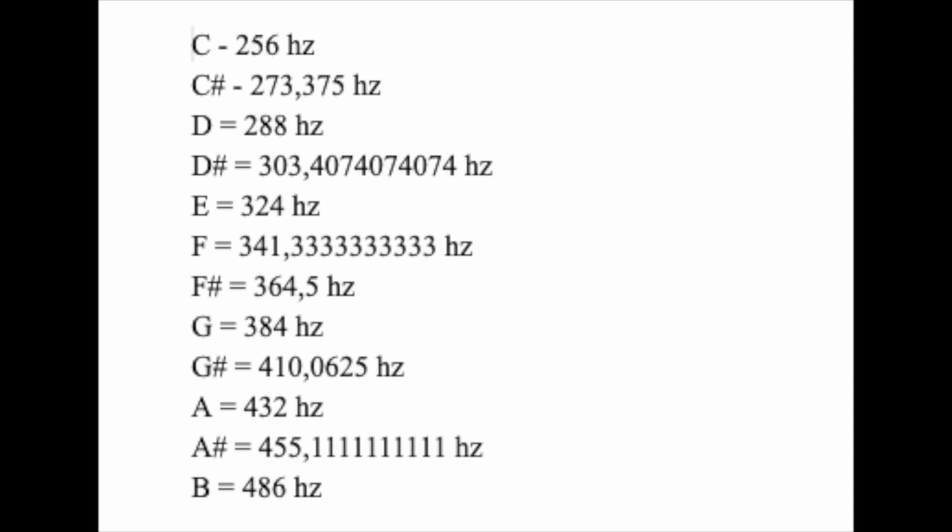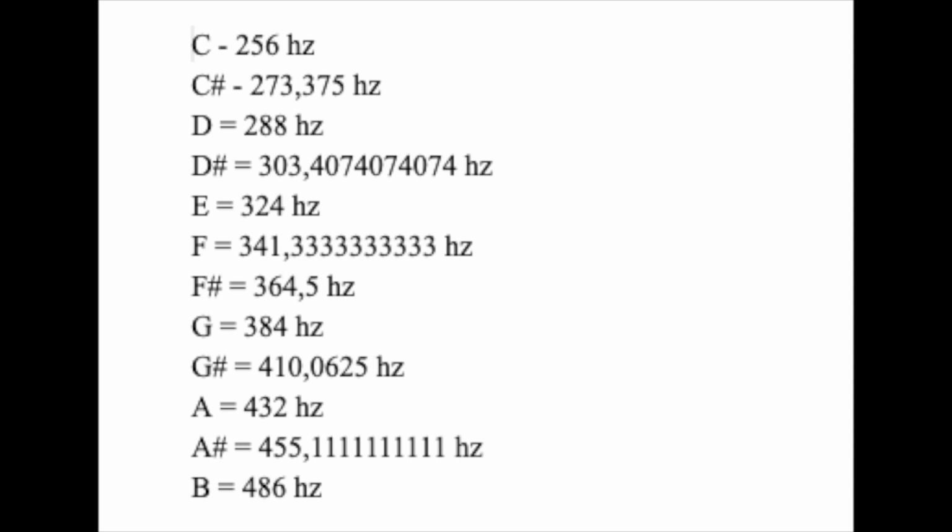Let's look at some more examples. Say we start with a different frequency. Let's say we start with a C. And we say that C should be 256 Hertz. I'll explain in a later video exactly why. A C sharp would be 273.375 Hertz. A D would be 288 Hertz. So once again, it's an octave of 144. D sharp would be 303.4074074074. I don't know if I said that right, but anyway, you can see it. And E would be 324, which is the octave below 648.